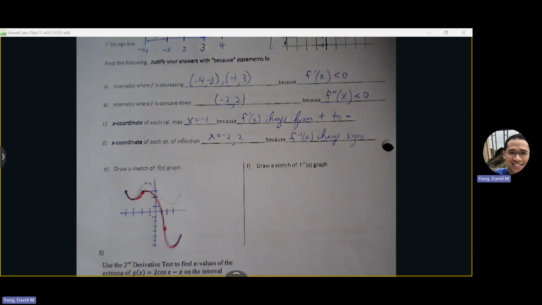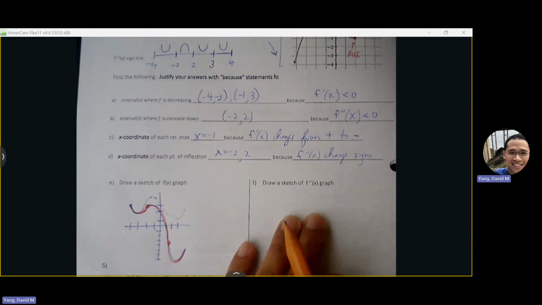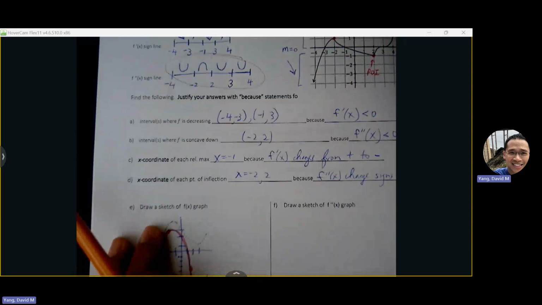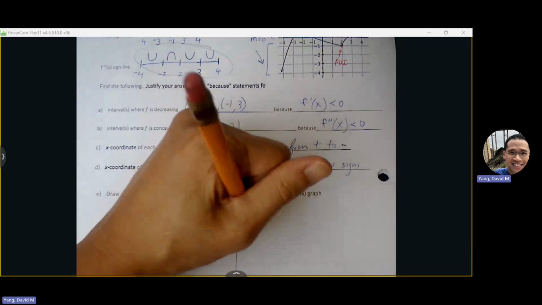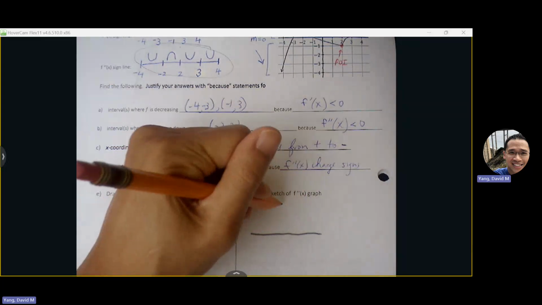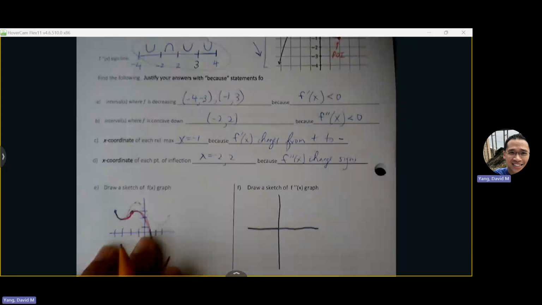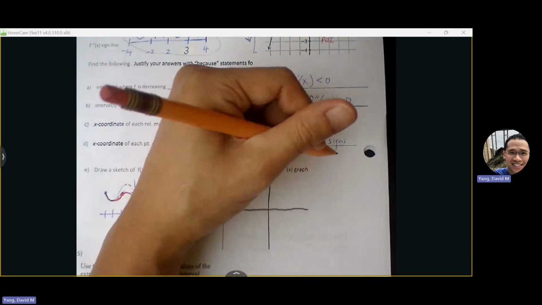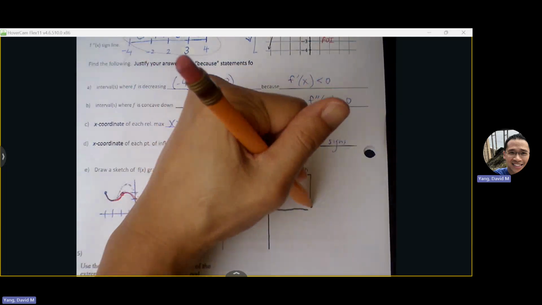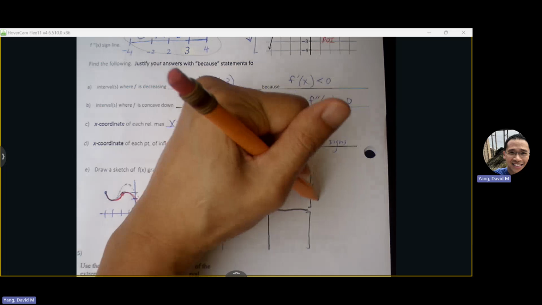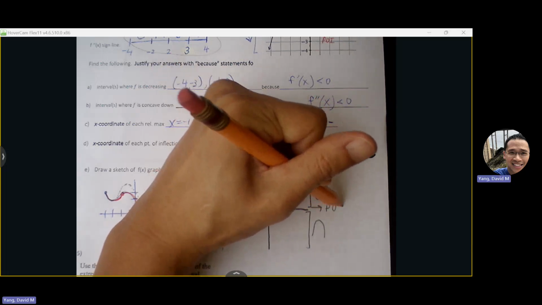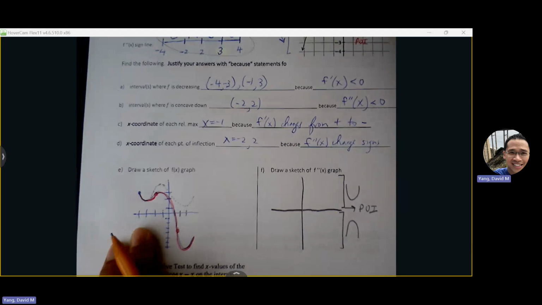Okay, next up, I want to sketch an f double prime graph. The location doesn't matter as long as it fulfills those conditions. And remember, your f double prime graph has a different definition for the y-axis. Right? The y-axis now represents concavity, not location, not slope. So to help remind us of that, anything above is concave up, anything below is concave down. Anything on the x-axis is your point of inflection.